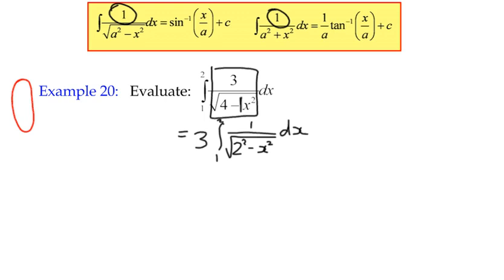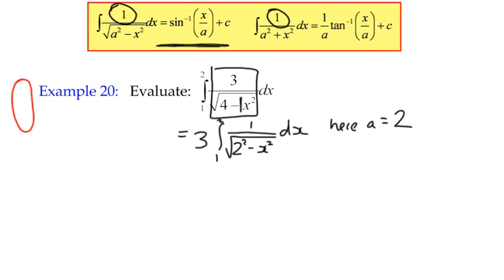So I've taken the 3 out from the numerator so that I've got a 1 at the top, just because it helps to make it look more in line with all of the other standard integrals. So we can see from here it's obviously going to be an inverse sine solution, because it's the square root of a squared minus x squared, and we can use the fact that here a is going to be 2.